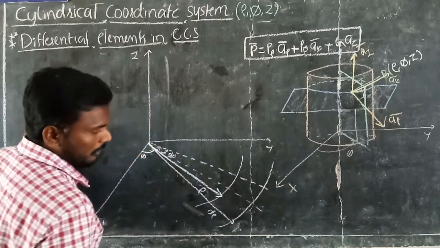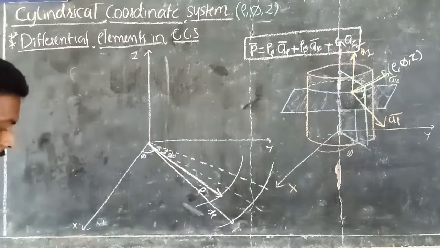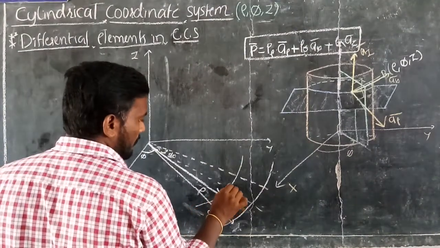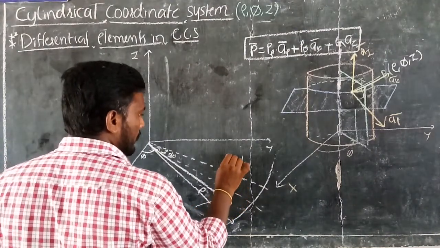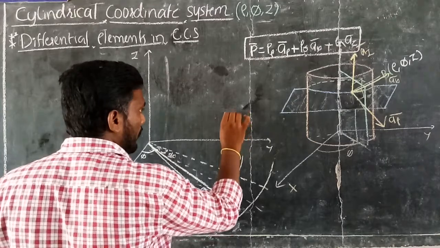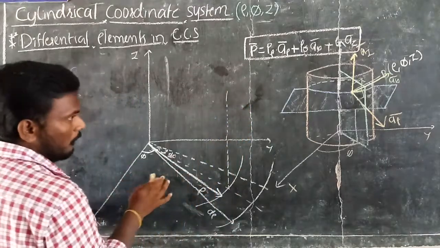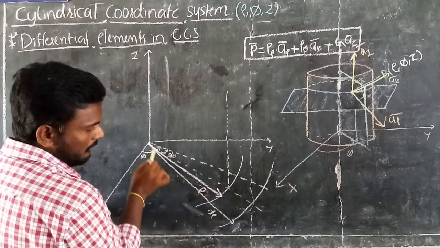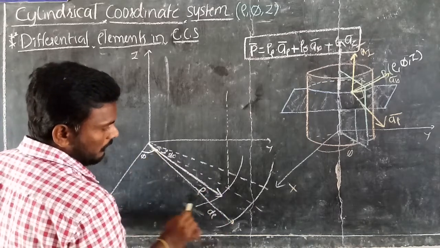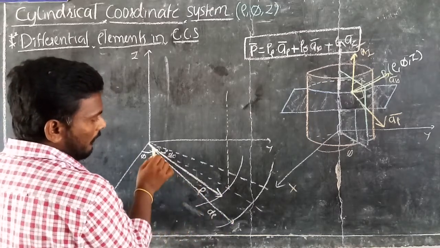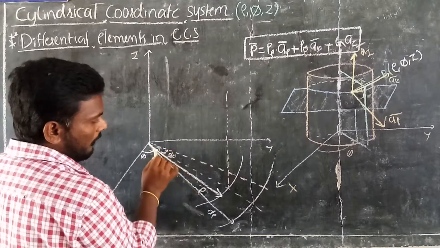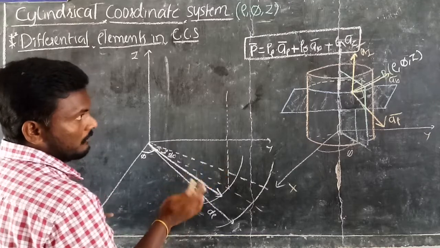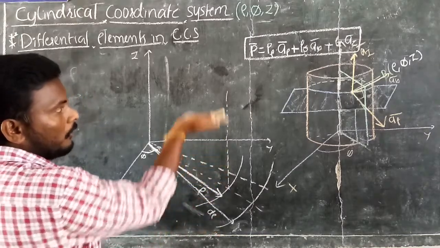Draw an arc here, and just increase the length. Why am I going upward? Here I have considered only two surfaces: a cylinder which has radius rho and rho plus d rho, and similarly a half plane with angle from phi to phi plus d phi. In addition to these two surfaces, we have one more surface now, so that's why I am going upwards.